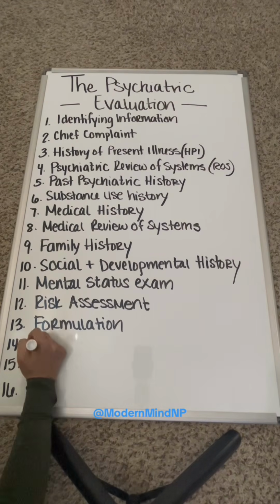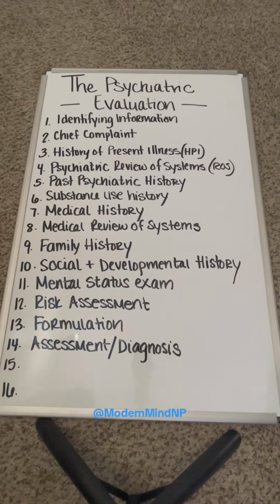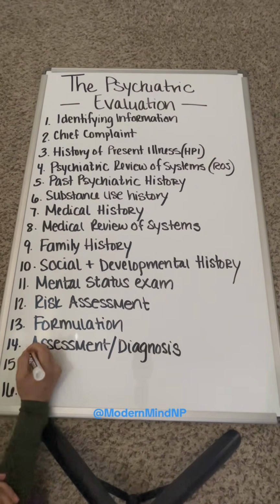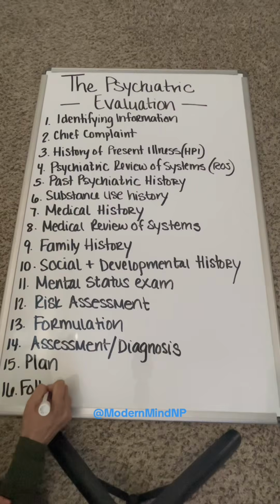Then we get into our mental status exam, our risk assessment, and then our formulation, which, based on all the data we've collected, is putting the pieces together. Then we're going to come up with an assessment/diagnosis. Finally is our treatment plan, so any medication recommendations, any PRNs, therapy referrals, lifestyle recommendations, lab monitoring, education, and then we go into scheduling our follow-up.